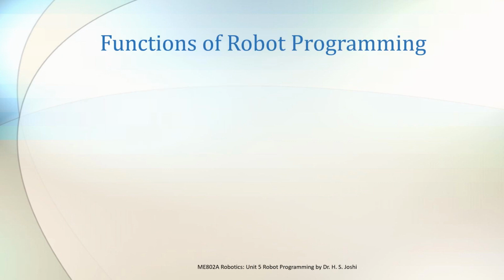So let us begin our discussion with functions of robot programming. This means, what is the requirement for programming of a robot? We started our discussion with the construction of the robot, then the configuration of the robot, then giving power to the robot through the drives, then giving intelligence to the robot through the sensors, then the control part of the robot, and now we are in the discussion for programming.